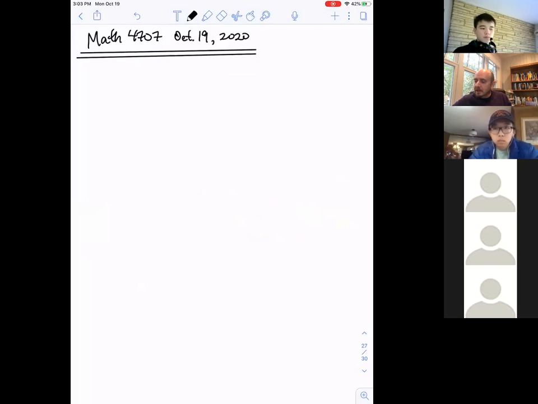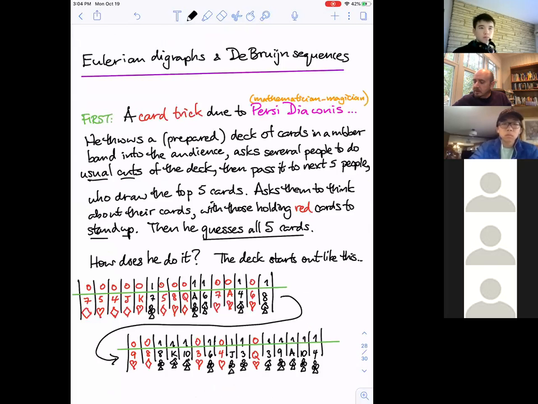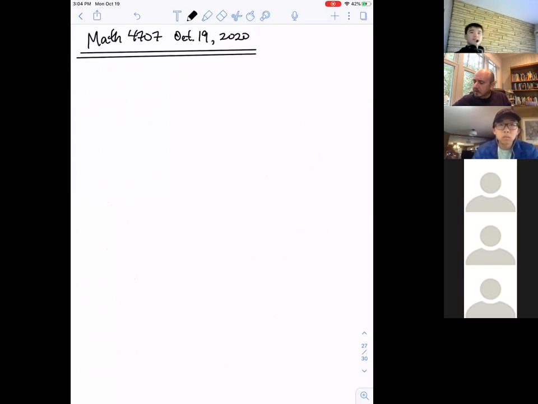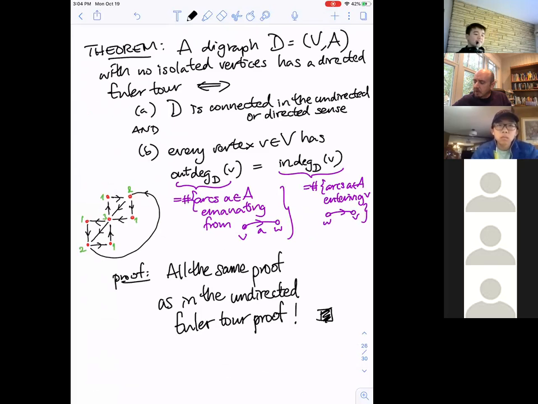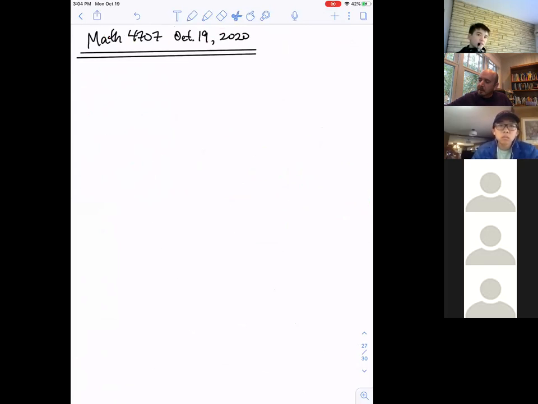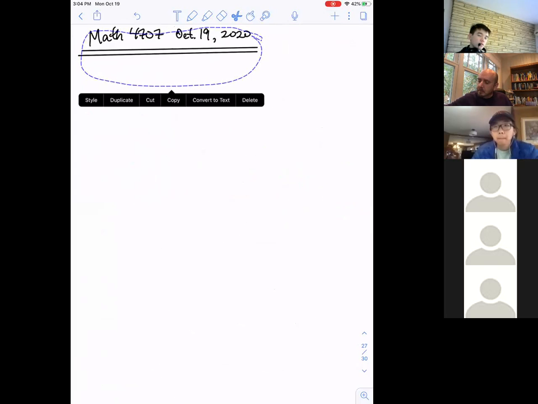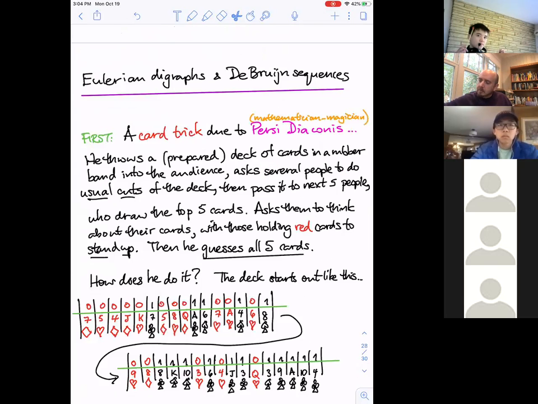So why did I have a blank page here? I don't know. I think I wanted to do this. Yeah, I wanted that blank page back there. Let me take this out. Put this up here.